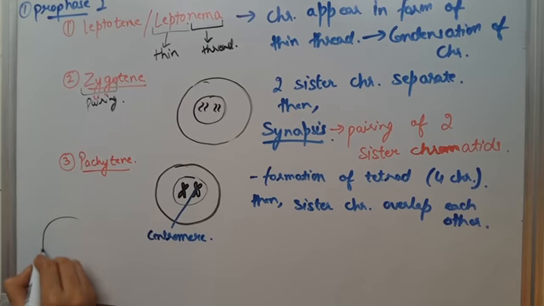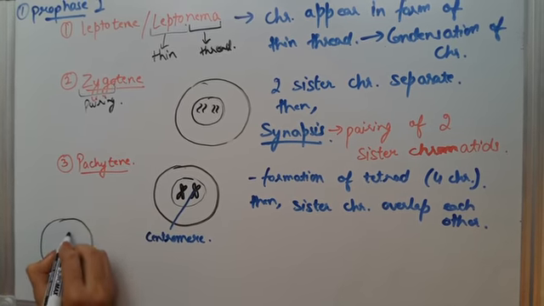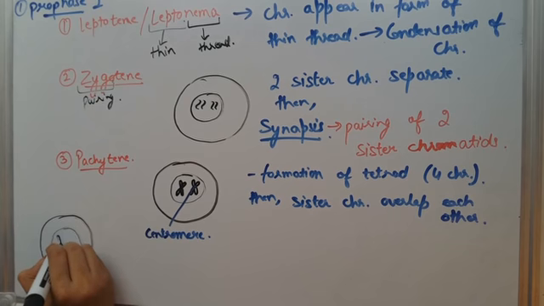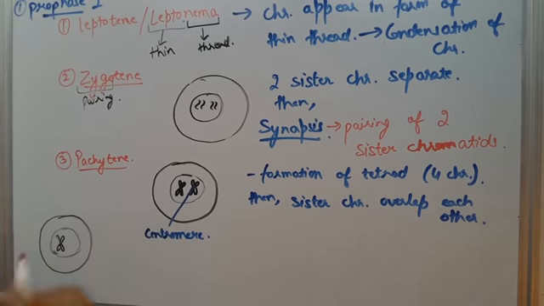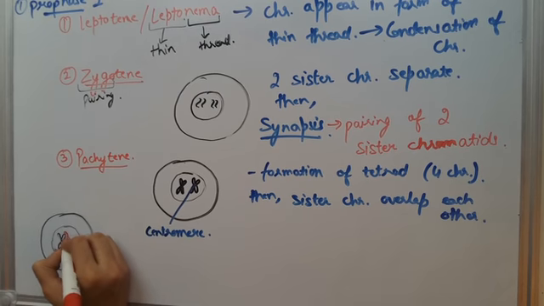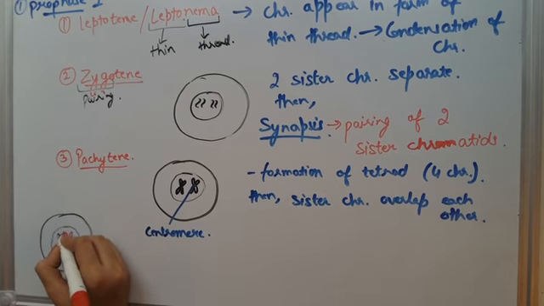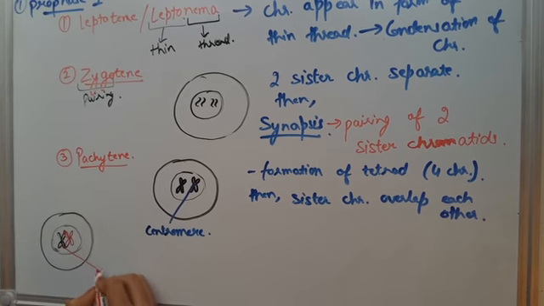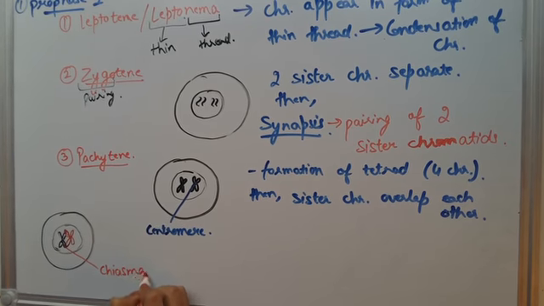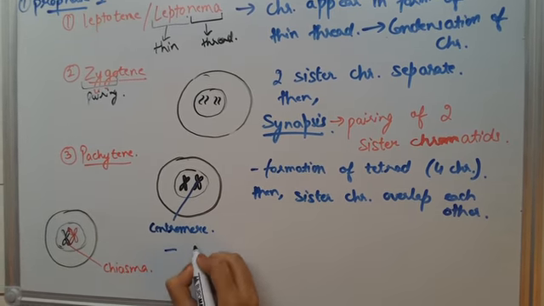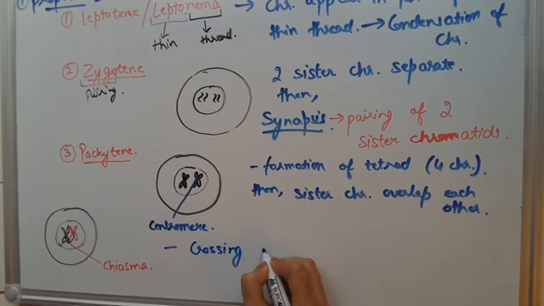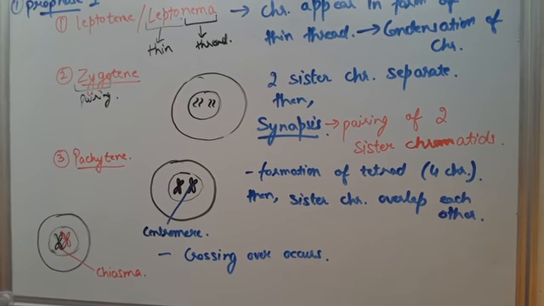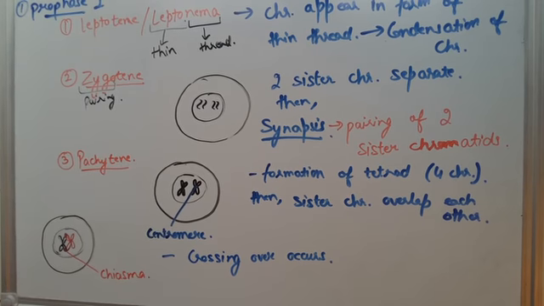In this phase, after this stage, crossing over occurs. It means some parts of the maternal chromosome get attached to some parts of the paternal chromosome here, and this point of attachment is called chiasma. So the general points are: crossing over occurs, so there is mixing of maternal and paternal chromosomes in this stage.